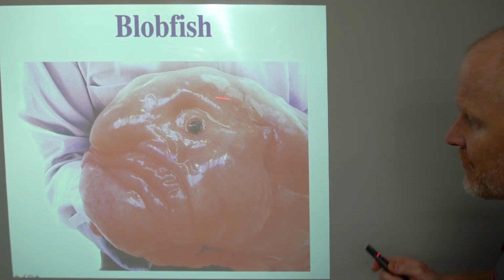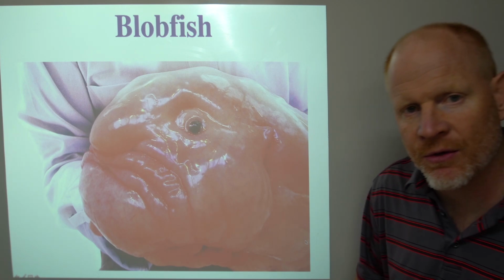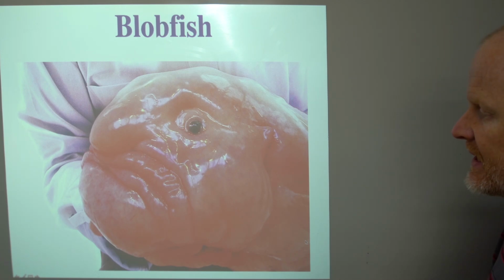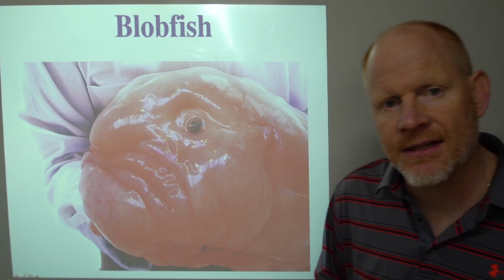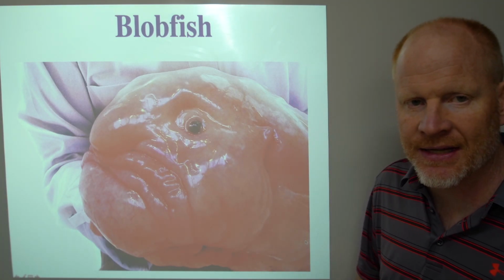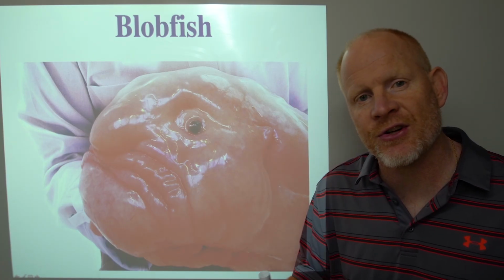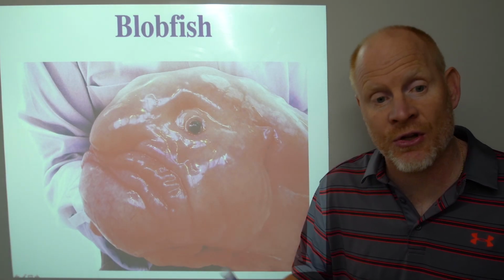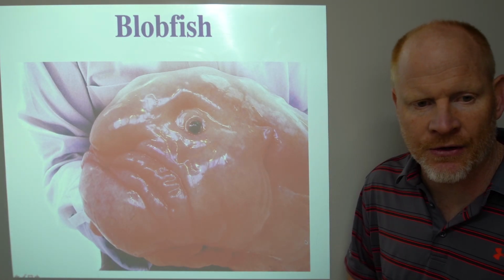Here's a blobfish, one of the strangest deep water fish in the world. It's got a very slimy, mucousy skin and has no scales, so it's scaleless. It has a very flabby skin. Weird fish. I just thought I'd show you a picture of that. So there are a lot of aberrations or exceptions to the rules out there as far as skin goes.